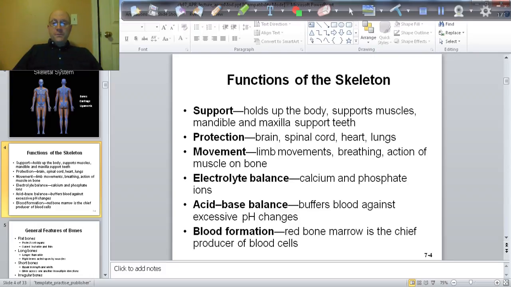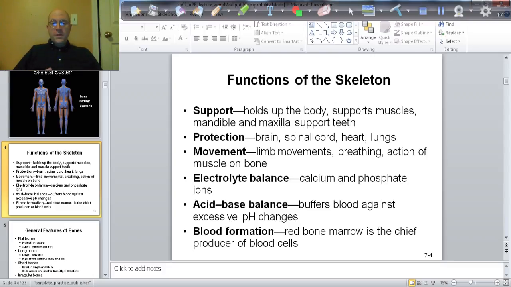Fourth, electrolyte balance. Your bones are made up of minerals, primarily calcium, but also, to a small degree, things like magnesium and phosphorus and other electrolytes. But the main ones that we save there are calcium and phosphate ions, right? And they can be taken off of the bone by utilizing cells that dissolve bone tissue, like osteoclasts. So if you need to, you can get extra calcium from your bone and put it into your tissue fluid and your bloodstream. And we need those kinds of ions for things like muscle contraction and nervous function.